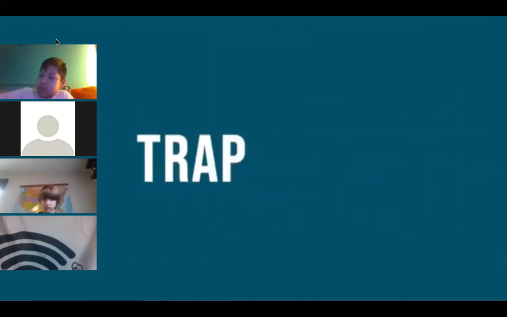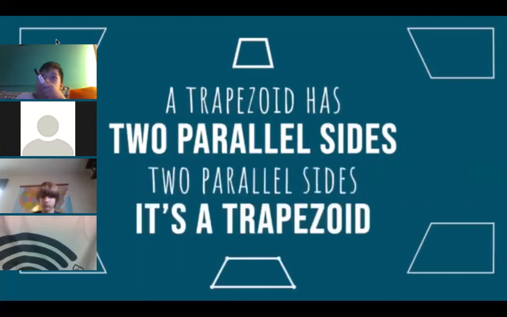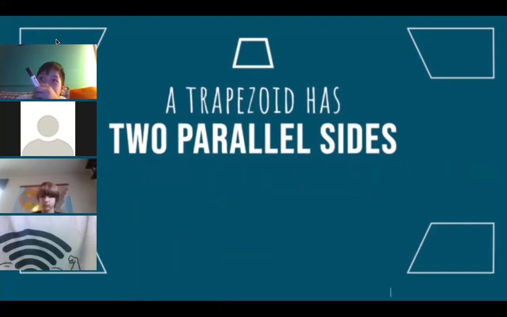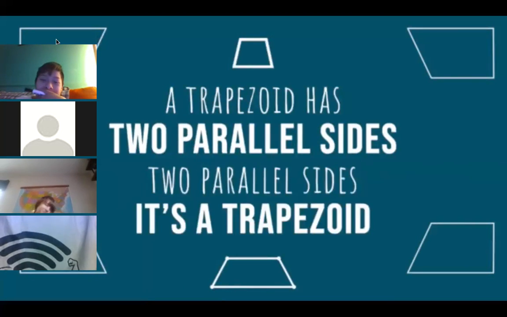Trapezoid. Trapezoid. Trapezoid. Trapezoid. A trapezoid has two parallel sides, that's a trapezoid. A trapezoid has two parallel sides, that's a trapezoid.